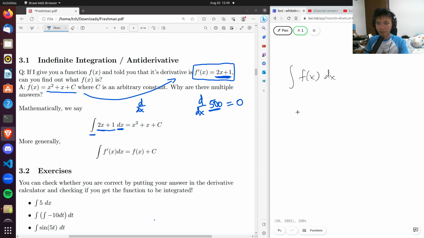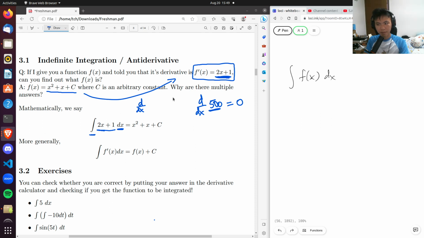But in future, when we talk about functions of multiple variables, when we talk about multivariate calculus, then when we integrate with respect to dx or dy, it would make a difference. So that's why we have to write this dx over here, to tell ourselves that we're integrating with respect to the x variable.